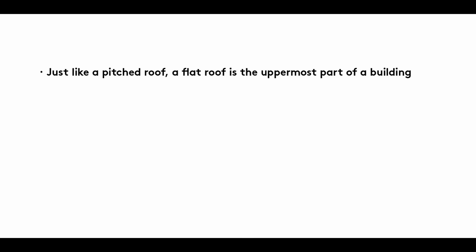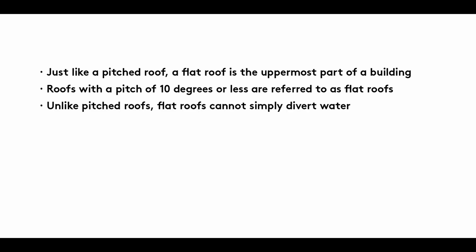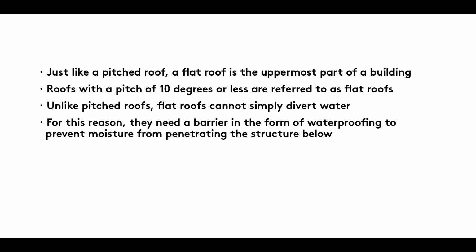Summary. Just like a pitched roof, a flat roof is the uppermost part of a building. Roofs with a pitch of 10 degrees or less are referred to as flat roofs. Unlike pitched roofs, flat roofs cannot simply divert water. For this reason, they need a barrier in the form of waterproofing to prevent moisture from penetrating the structure below.